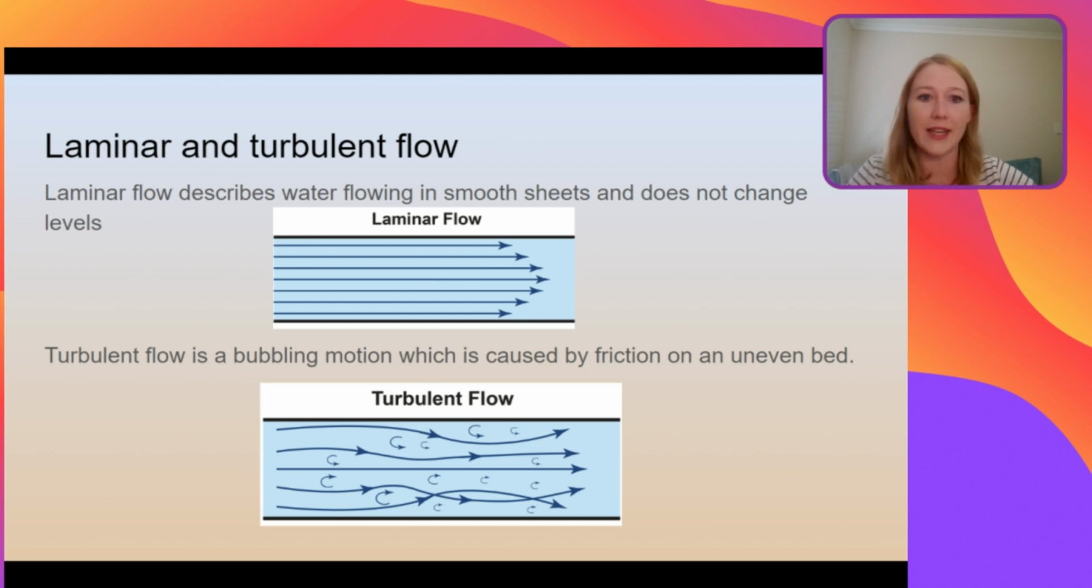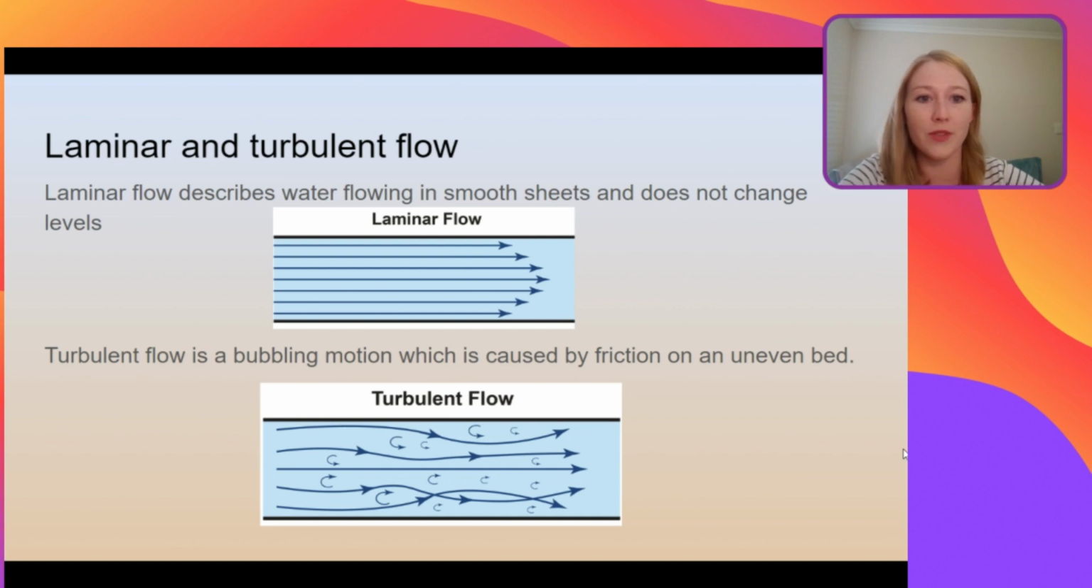You can think of it like a pack of cards. The cards, they just slide over each other. And then turbulent flow is where you have this bubbling, I don't know how to describe it, stirring motion. Usually that happens if it's quite an uneven riverbed, like maybe it's pouring over rocks, or there maybe is vegetation under the water, anything stirring it up.